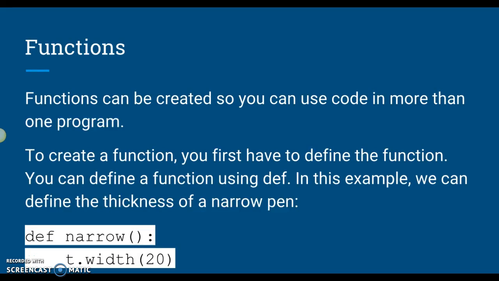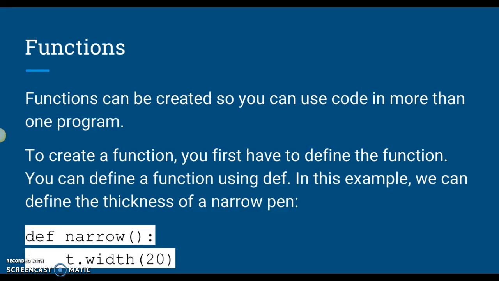We left off on functions. Functions can be created so you can use code in more than one program. An example would be creating a function for a narrow pen, or the thickness of a pen. We would create a function and we'd have to define the function first. So we'd start with this def, and then we could use a name like narrow so that we could say it's not very thick.